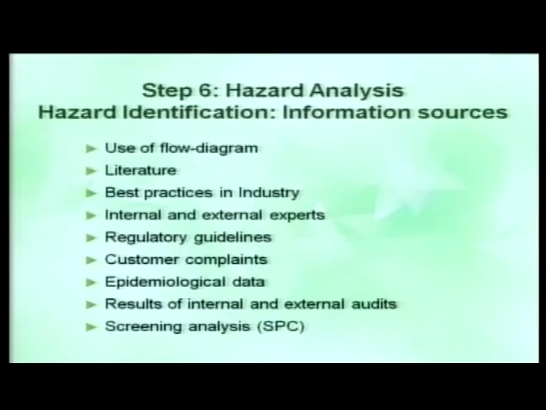The principal step is yet to begin, and that is hazard analysis, which includes identification of the hazard. To identify the hazards, you sometimes need to refer to various sources of information. Where will you identify the potential sources from, the reasons for the hazard identification? That will come from the literature, from your flow diagram, and from the best practices in the industry. You can also get the hazards for a particular product or particular process step from internal and external experts in that area.